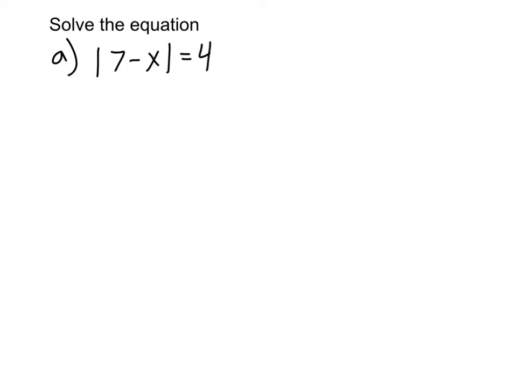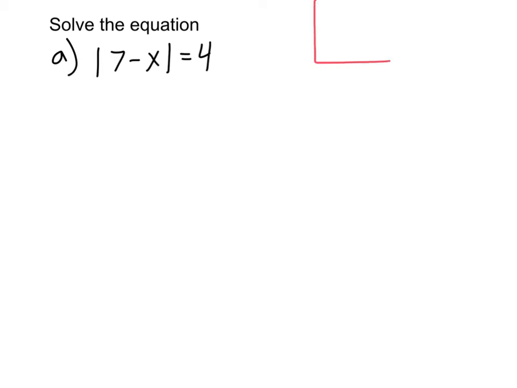In this video, we're going to talk about solving equations that involve absolute value. I have 5 examples for us, and we'll step up in difficulty as we go on. Before we start this first example, I just want to remind us all what absolute value is.